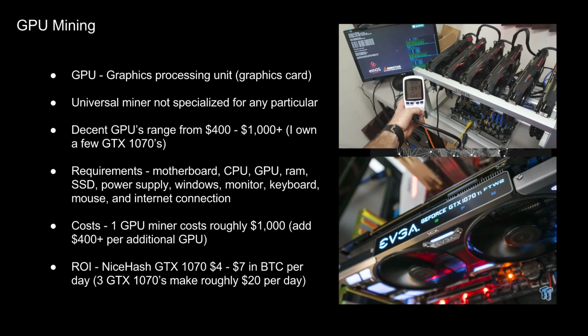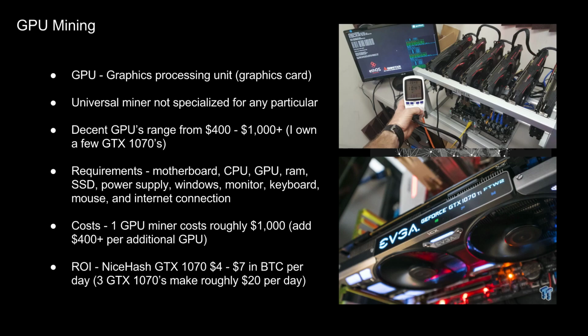So now that you have a basic understanding of a GPU miner and the components, you'll probably want to know how much ROI you'll get if you invest in building your miner. It will cost you roughly about $1,000 to build a 1 GPU miner, and from there on you can add an additional $400+ if you want to add additional GPUs.